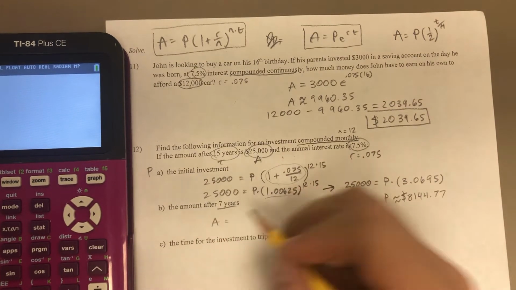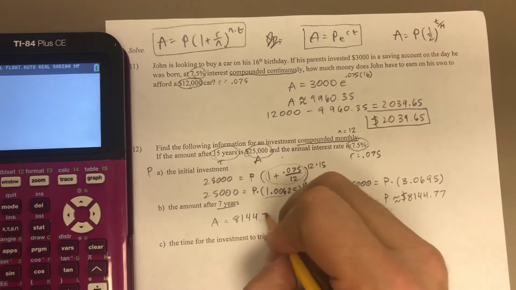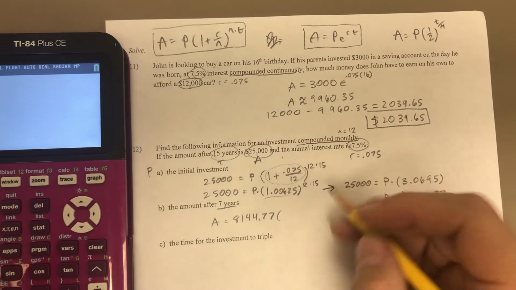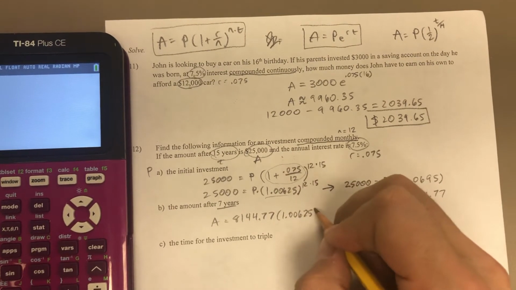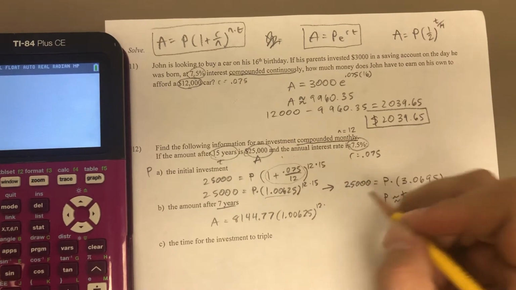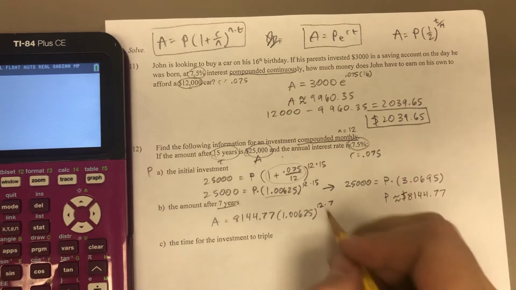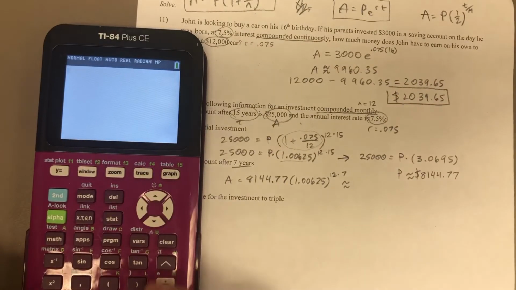So A is equal to the amount that he started with, 8,144.77, times 1 plus 0.075 over 12, which is that same number that we had, 1.00625, to the power of 12 times, now it's 7 for a time, so times 7. All right, so we can just type that all into the calculator at once and figure out what that amount is going to be.